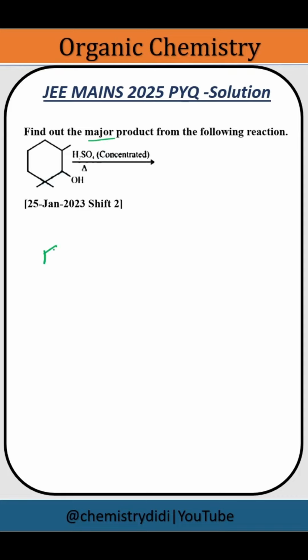Let me draw it here again. Here there are two methyl groups, here one methyl group is there, and here it is OH, right? So this is an acid catalyzed dehydration. Here they have given an alcohol, and in the presence of acid, the first step is protonation. This oxygen will abstract this hydrogen and it will form OH2 positive.